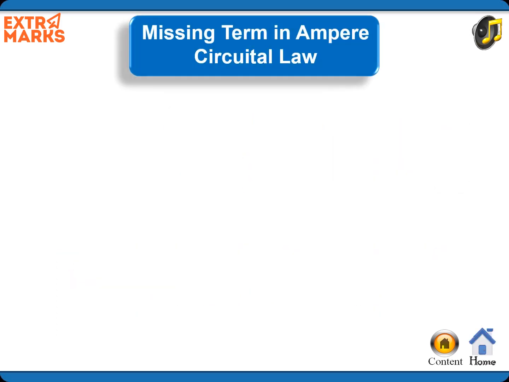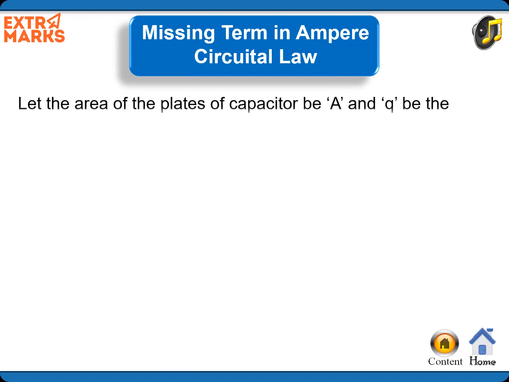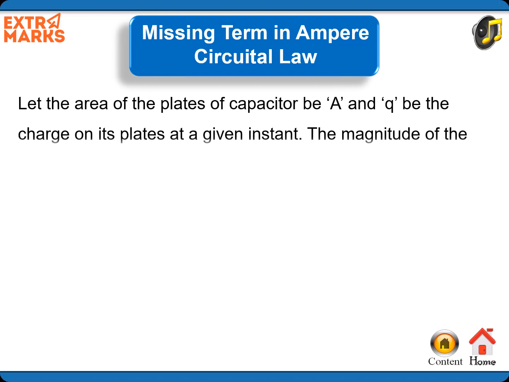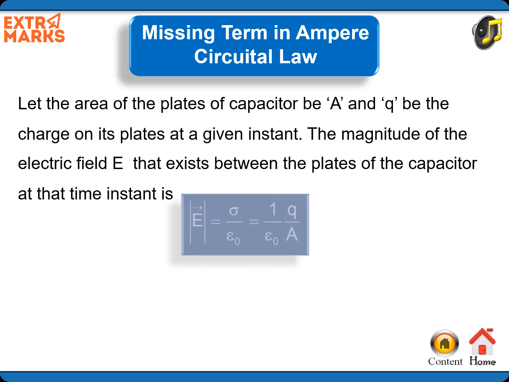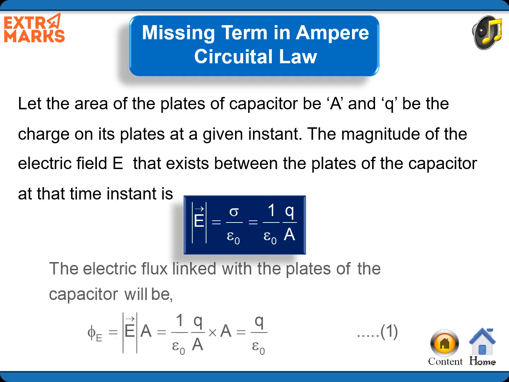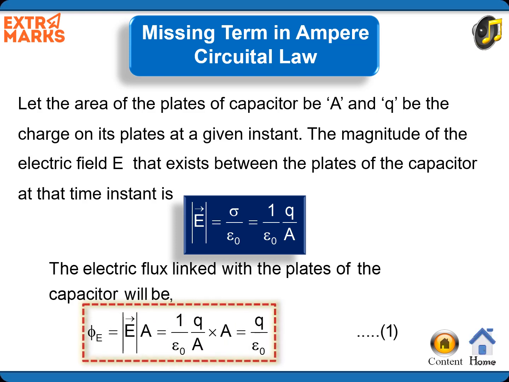The missing term in Ampere's circuital law. Let the area of the plates of the capacitor be A and Q be the charge on its plates at a given instant. The magnitude of the electric field E that exists between the plates of the capacitor at that instant is given by the expression of vector E. Thus, the electric flux linked with the plates of the capacitor will be phi E equals Q upon epsilon naught.